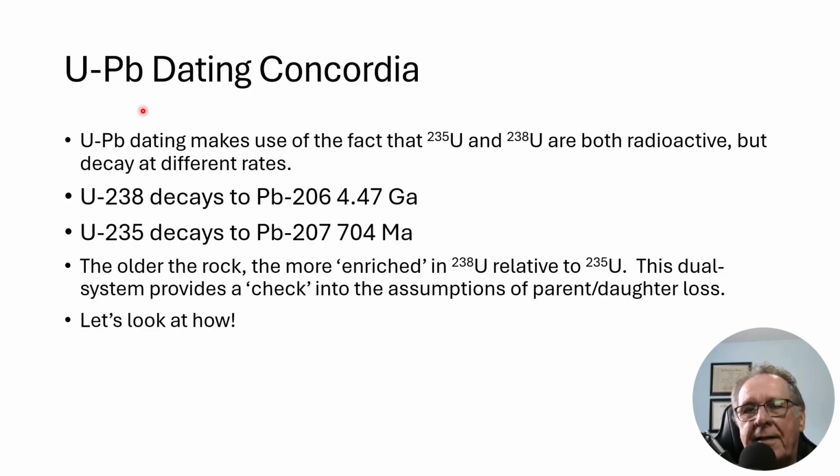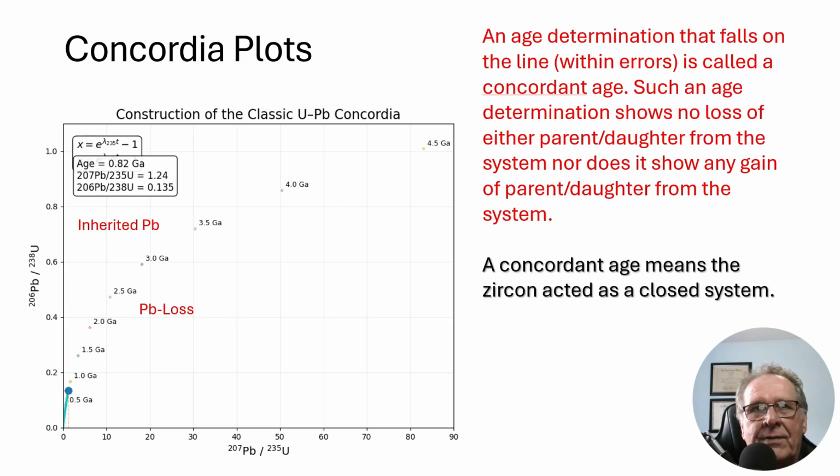Because 238 decays slower, 235 decays faster. So if you start off with the same number, you're going to have fewer 235 than you are 238 after a certain time. And that dual system provides a check into the assumptions of any parent and daughter loss. So let's look at how that happens.